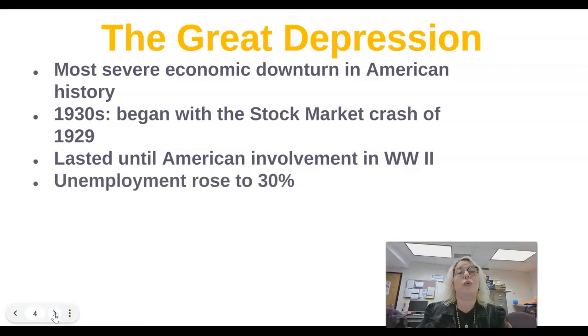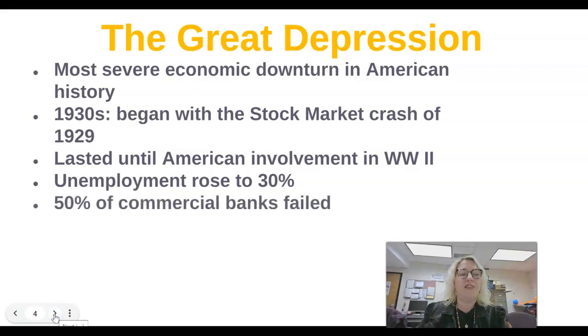Unemployment rose to 30%, and these people were trying to find jobs, and they could not find jobs. So 3 out of 10 people could not find a job. 50% of commercial banks failed. What does that mean? Well, the bank said, hey, we're out of money. If you put your money in that bank, you might be out of luck. You might be out of that money too.